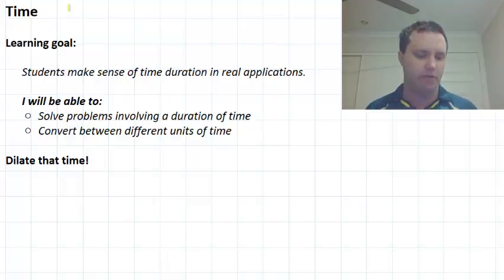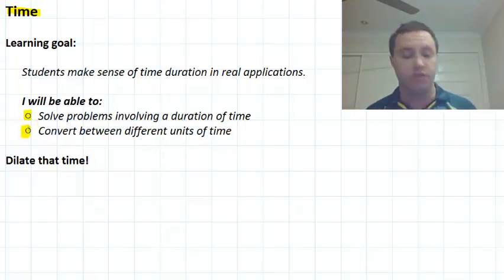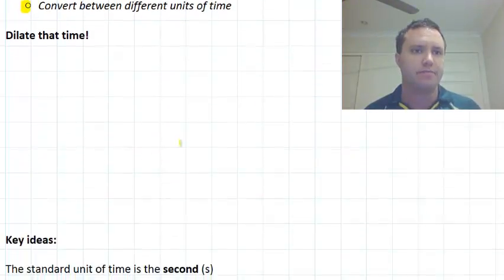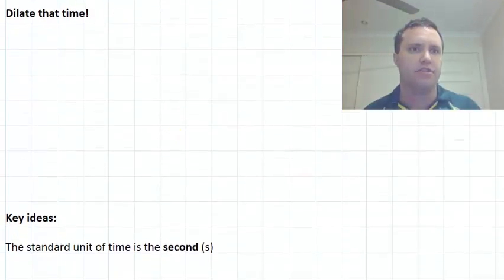Today we're going to be talking about the issue of time. Our learning goal is that students would make sense of time duration in real applications. You've got a couple of objectives by the end of this: that you'll be able to solve problems involving duration of time and convert between different units of time. All right, dilate that time.